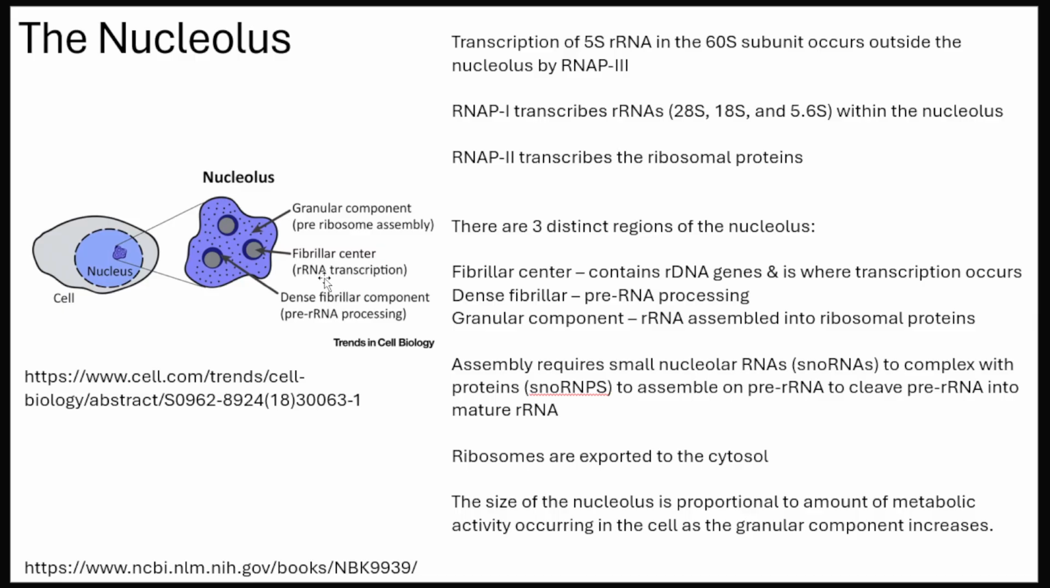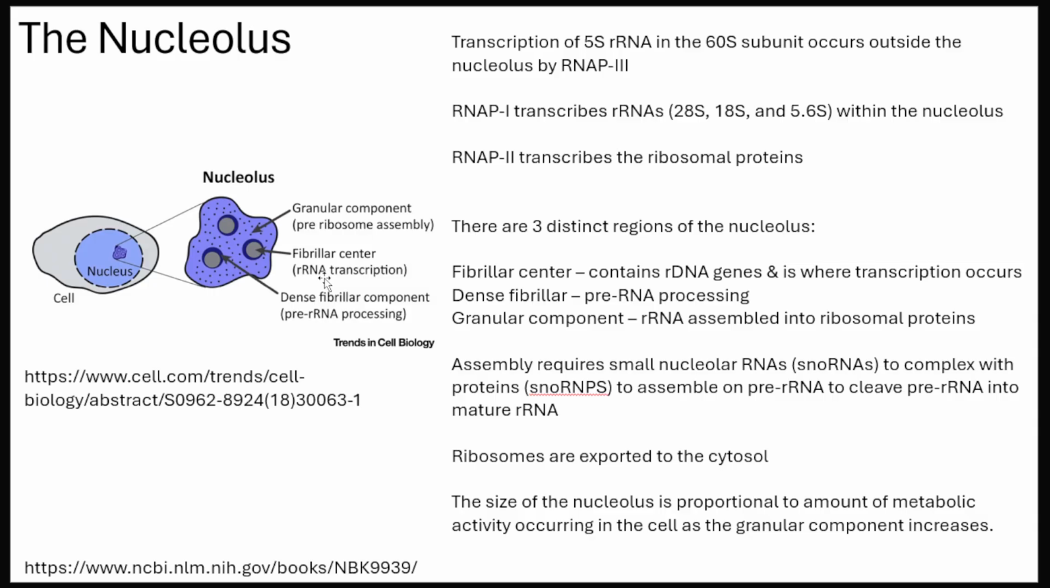Also, transcription of different RNAs is mostly done by RNA polymerase 1, but the 5S RNA in the 60S subunit occurs by RNA polymerase 3.